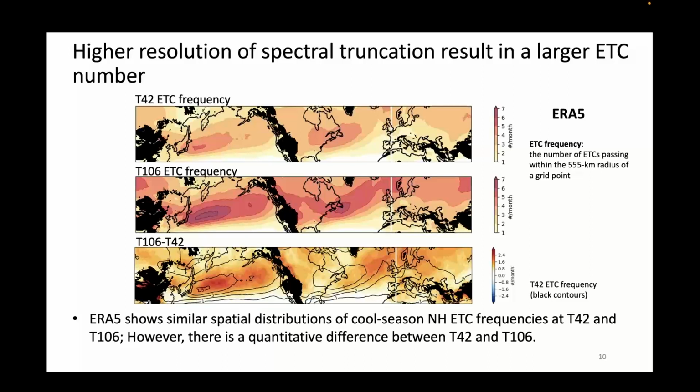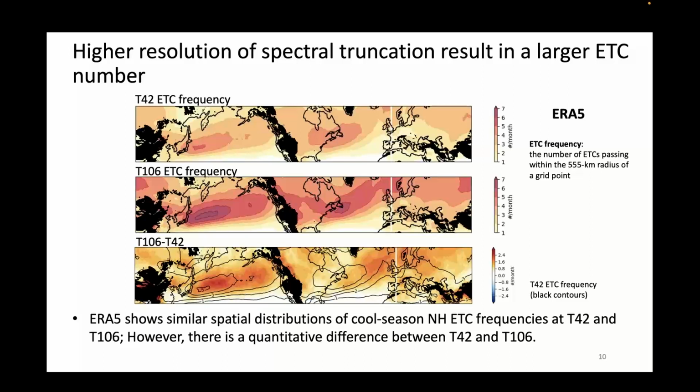Prior to examining differences between SPHERE models and ERA5, we'll revisit Northern Hemisphere cyclone frequency at T42 and T106 in ERA5. Cyclone frequency is defined as the number of cyclones passing within a 555 kilometer radius of a grid point. ERA5 shows similar spatial distribution of cool season Northern Hemisphere cyclone frequency at T42 and T106, like high oceanic cyclone frequencies over the North Pacific and North Atlantic, and high continental cyclone frequencies in downstream regions of the Altai-Sayan Mountains, the Tibetan Plateau, and the Rocky Mountains.